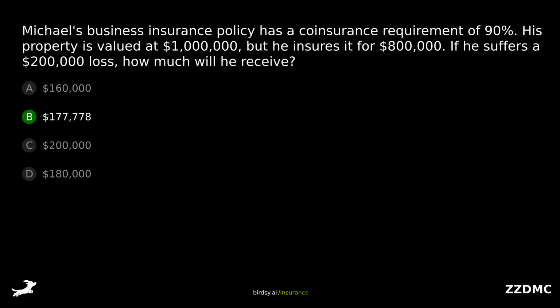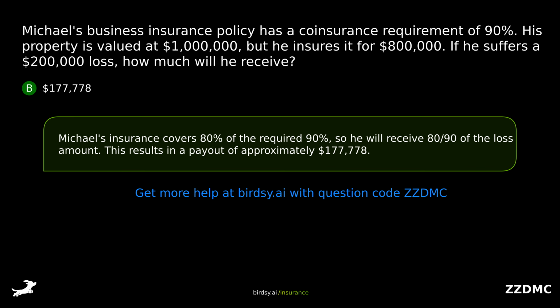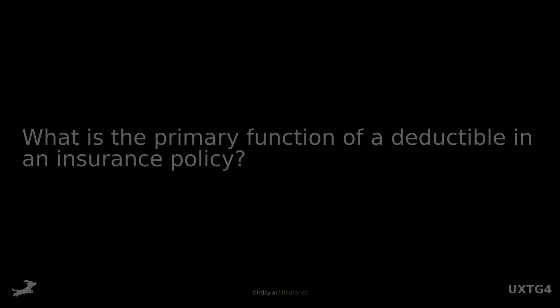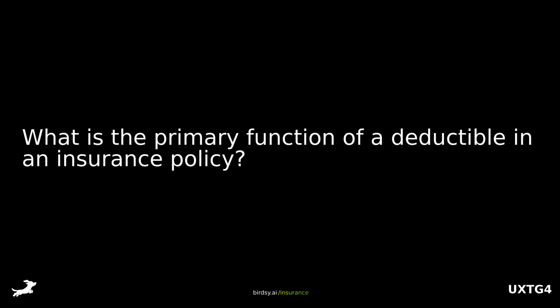The answer is B, $177,778. Michael's insurance covers 80% of the required 90%, so he will receive 80 over 90 of the loss amount. This results in a payout of approximately $177,778.